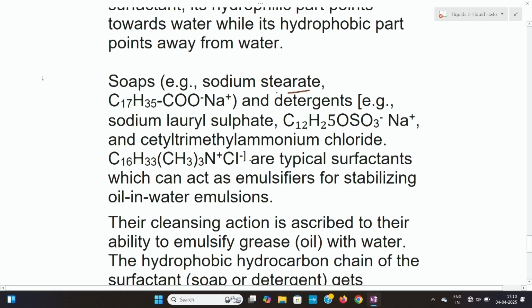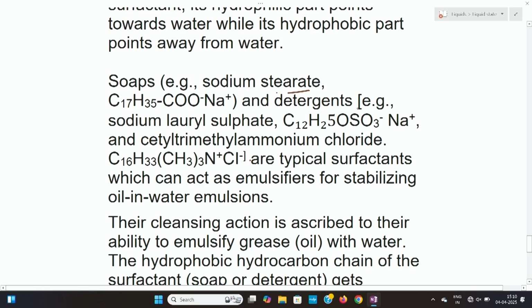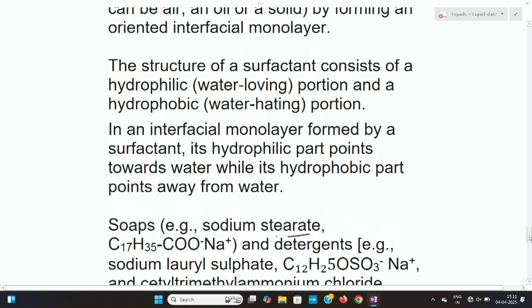When we look into these surfactants, each has a hydrophilic part and a hydrophobic part. Here if you look into sodium stearate as an example, C17H35COO⁻ Na⁺ is there. This COO⁻ part is the hydrophilic part, and the hydrocarbon part is the hydrophobic part of sodium stearate.